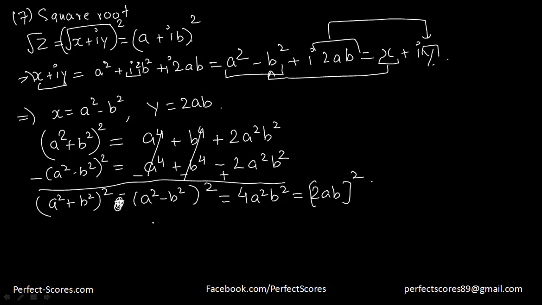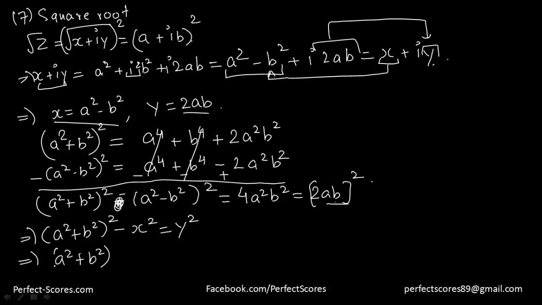Now this is where things get interesting: (a² + b²)², and you already have the value of a² − b². So what is a² − b²? That is already equal to x. So we have minus x², and 2ab is already equal to y, so that is y². From here, (a² + b²)² is actually equal to x² + y², right?